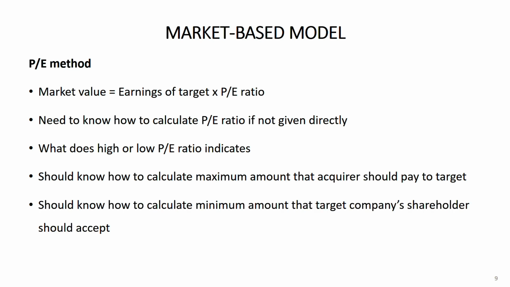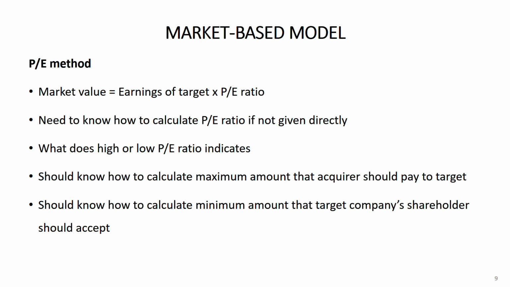Next, even this is there in that question, right? Should know how to calculate the minimum amount. See, you might think that it's the same, that the maximum amount that the acquirer should pay will be the same amount that the target company shareholder should accept. No, it's not the same thing, right? The minimum amount that the target company shareholder should accept is different. The maximum amount that the acquirer should pay is a different thing.